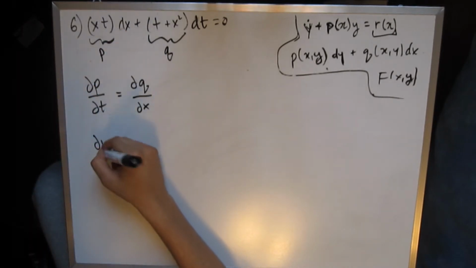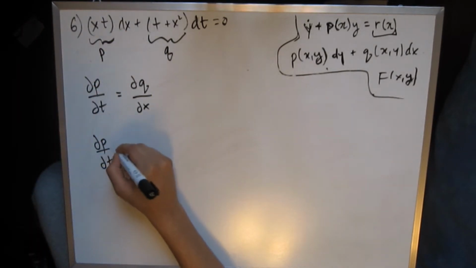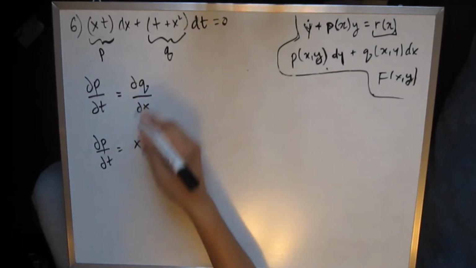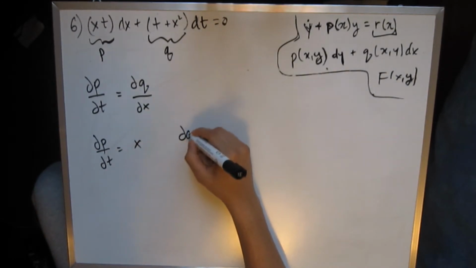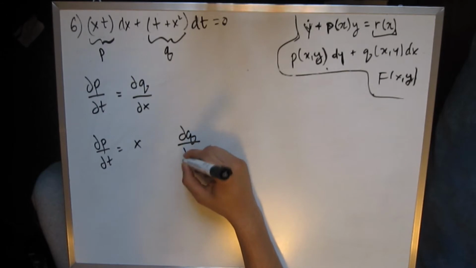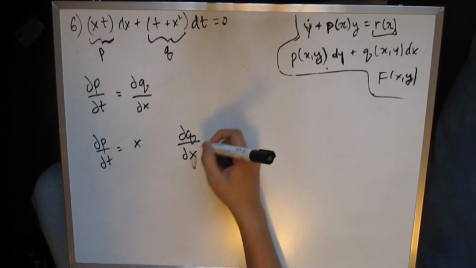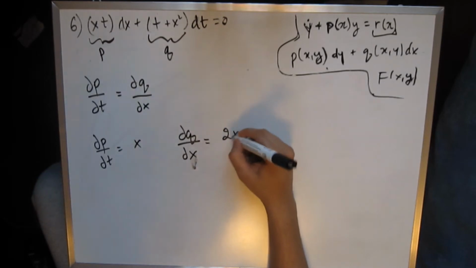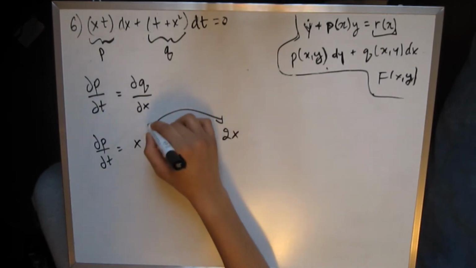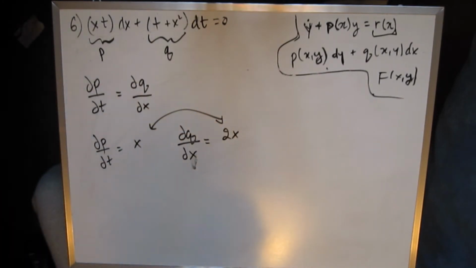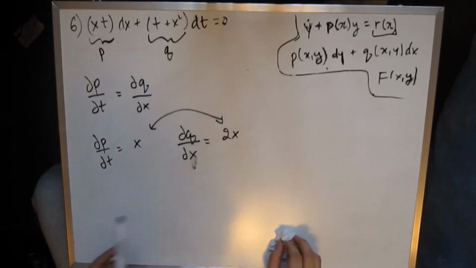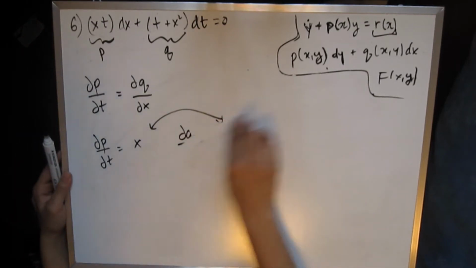So the derivative of P with respect to t is x, while the derivative of Q with respect to x is equal to 2x. And as you can see, they're not equal, so that's basically the proof that you need. So that's part A.